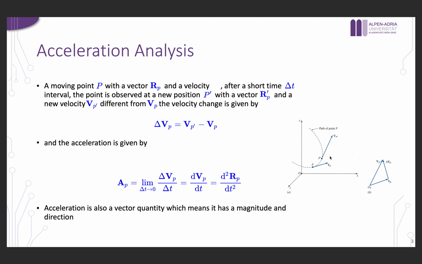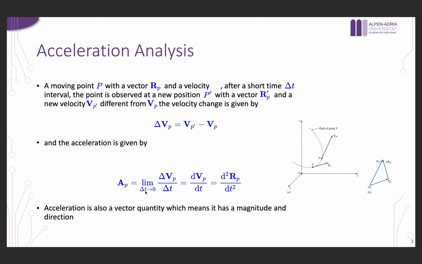Now we have said also that linear velocity is always perpendicular to the radius of rotation. So basically this is the radius of rotation in these two positions. It's clear that the linear velocity has changed over time. The change of velocity over time is the acceleration, and it's also a vector quantity. This is Vp, this is V prime, and the closing vector is the delta Vp, which represents the change over time.